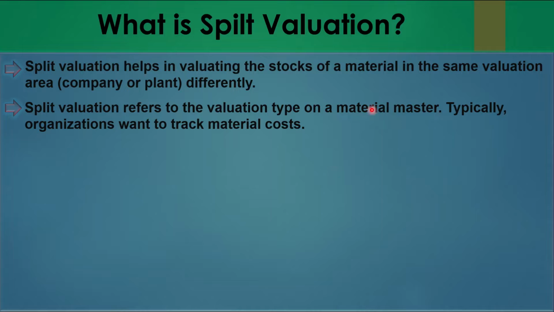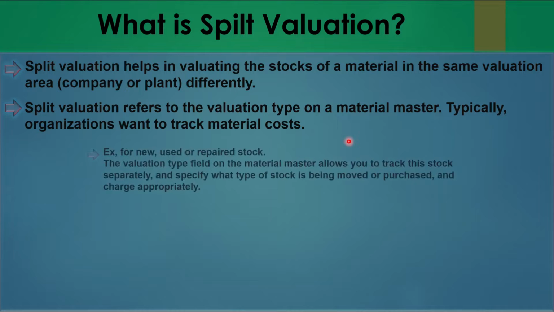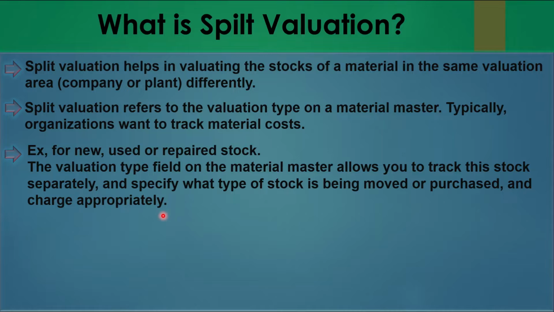On material master level we differentiate this valuation, and organizations need it to track the material cost. As I said, this valuation is nothing but the cost or price of material. So organizations or customers want to differentiate. For example, let's say there is a material which has various types or valuations, like new, repaired or used. There might be the same material but with different prices, because it might be new, it might be used or second hand, or it might be a repaired material or product.